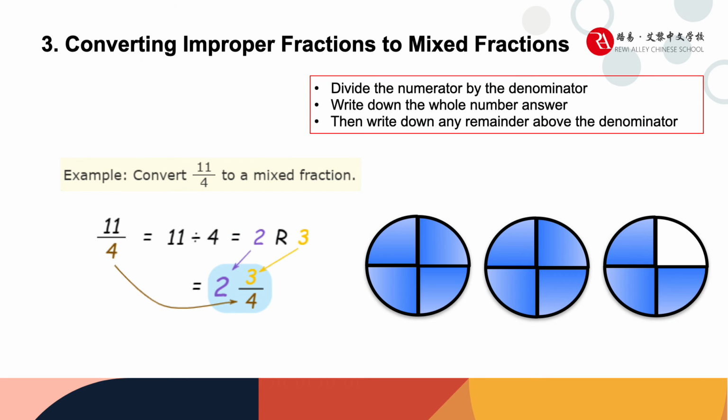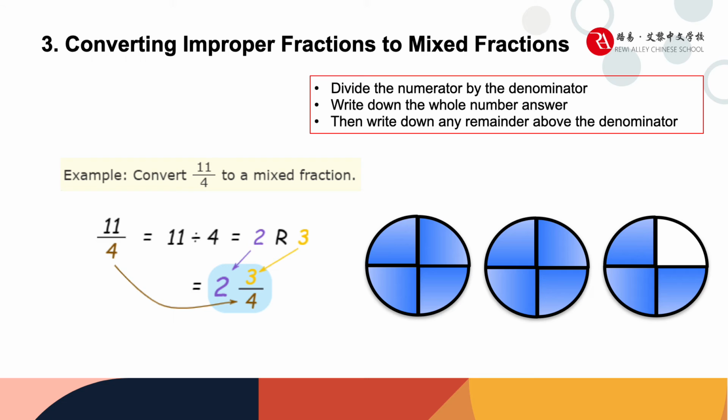Okay, let's look at another example, converting an improper fraction 11 over 4 to a mixed fraction. The numerator 11 is divided by the denominator 4. Then we can get quotient 2 and the remainder 3. Then we put the quotient at the whole number part, put the remainder at the numerator part, and remain the denominator as 4.